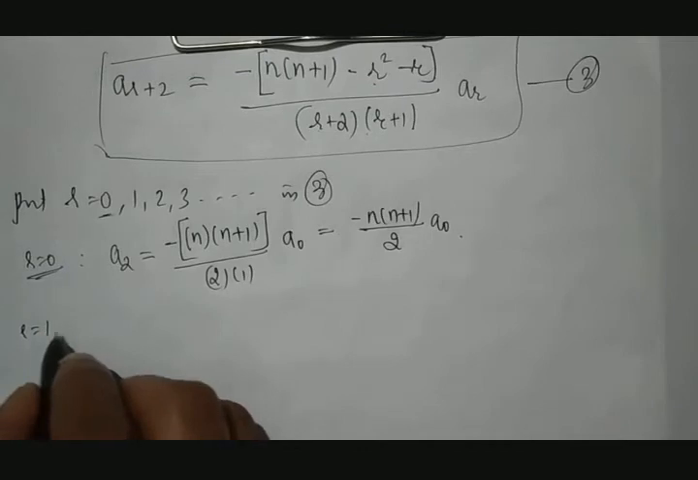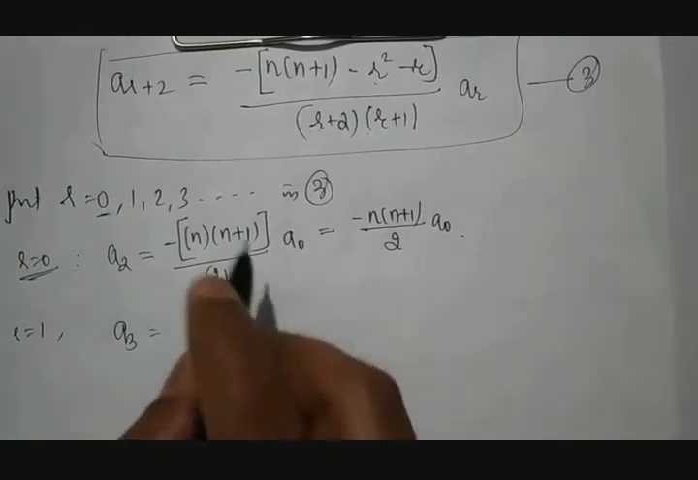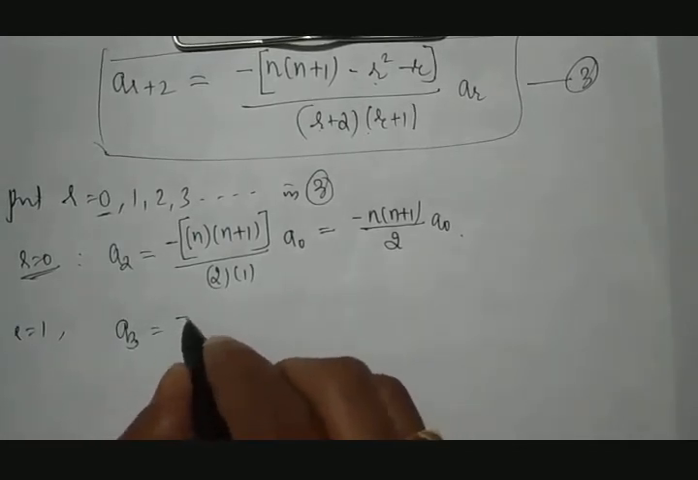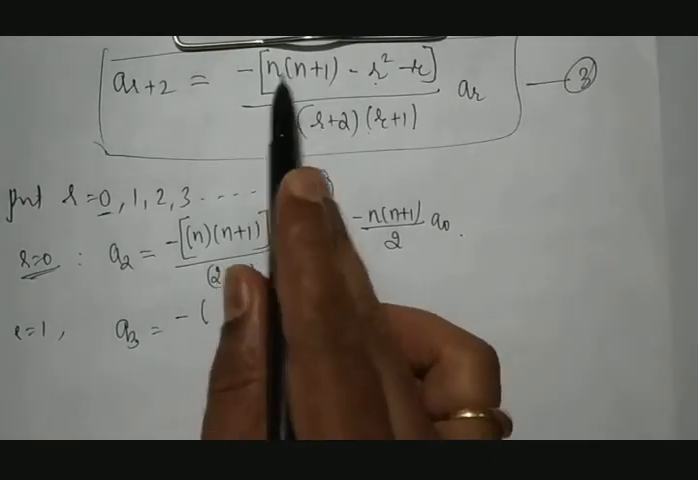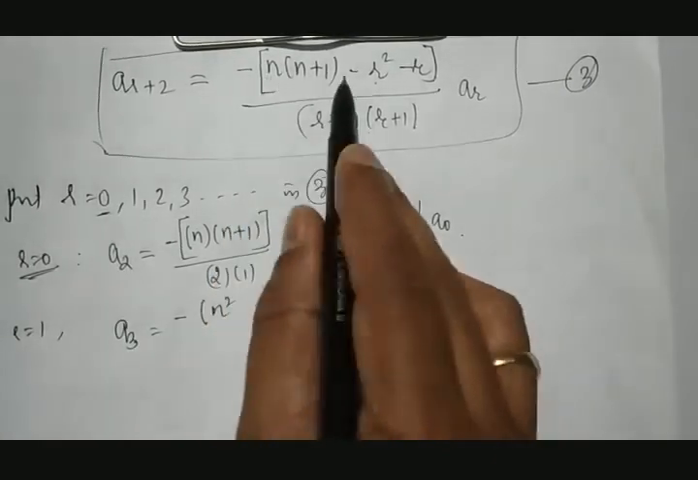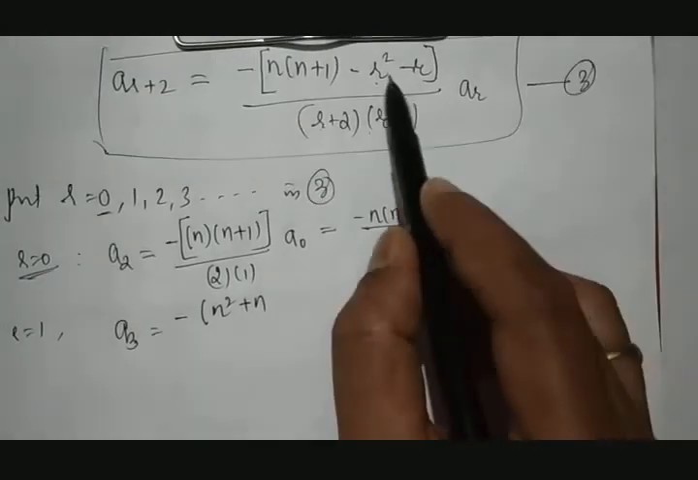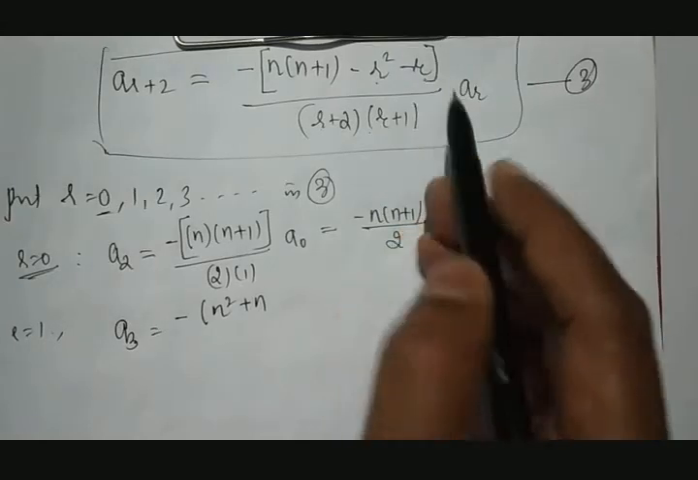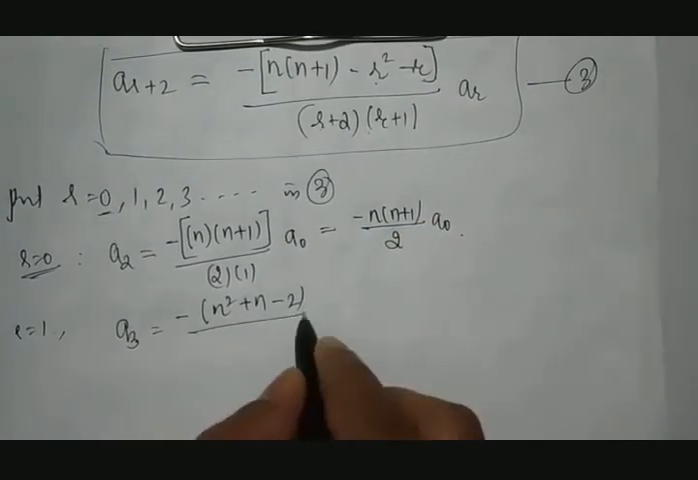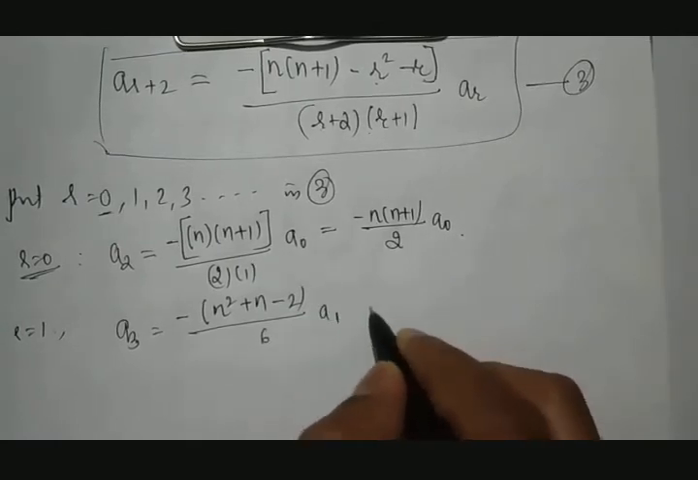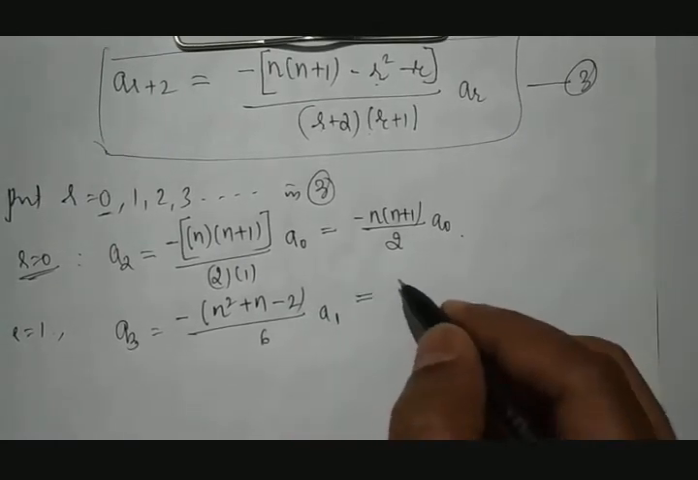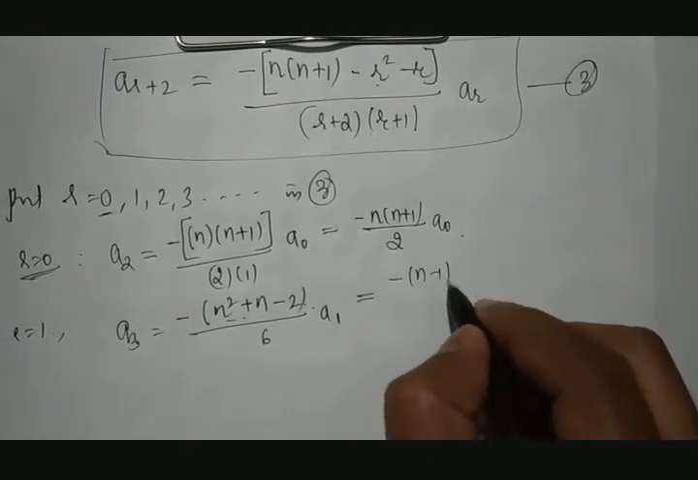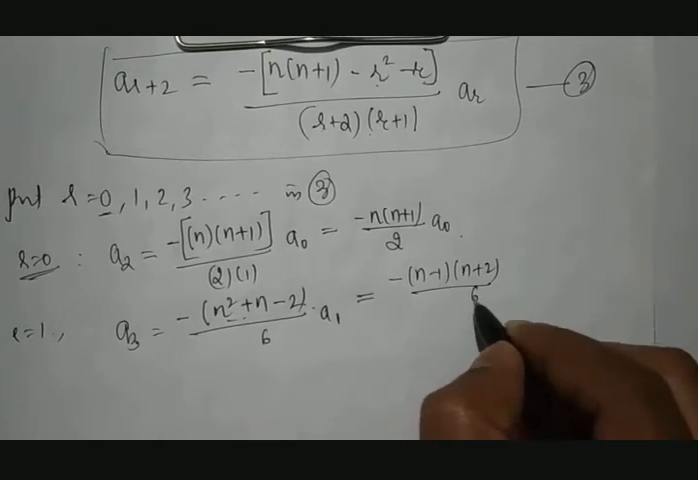Similarly, put r equal to 1, then we will be getting a3 because 1 plus 2 will be 3, that is minus n into n square plus n, r is equal to 1, so 1 square minus 1 and this is minus 1, so it becomes minus 2 divided by 6 into a1. Fine. Further it will be taken as minus, this expansion will be taken as n minus 1 into n plus 2 divided by 6 into a1.